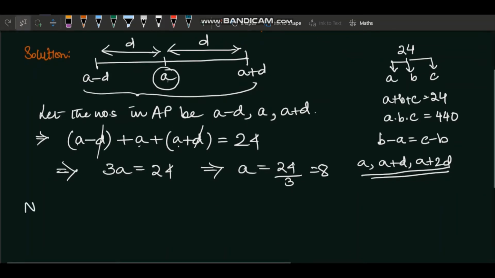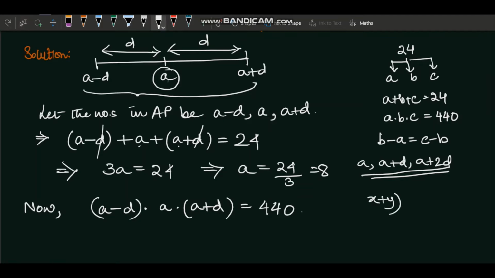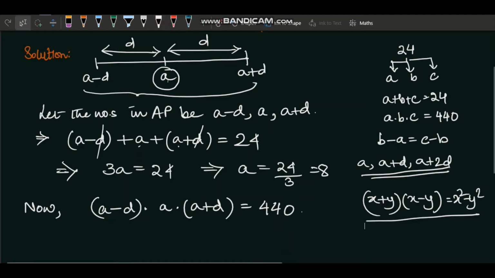So now we have the product of the 3 numbers, that is A minus D, A and A plus D. This is equal to 440. Now we know that x plus y into x minus y equals x square minus y square, and we are going to use this algebraic identity here. So we get A square minus D square, right?